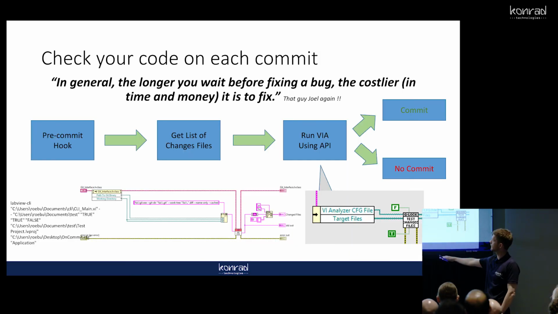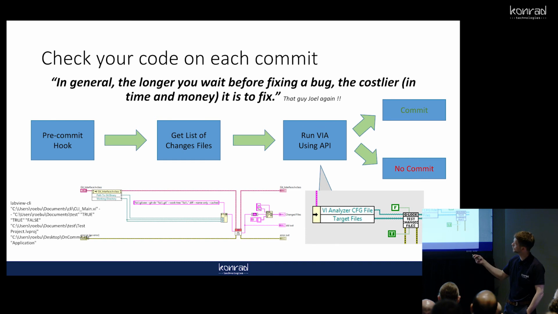So let's take that a step further. Let's think, well, we're all using source code control. Let's start checking the code before we commit it to the repository. That Joel guy again, he's got a passage in the book that says, in general, the longer you wait before fixing a bug, the costlier in time and money it is to fix. I'd go one further. A lot of people, once they've committed code that's got a fault in it, it stays committed, it stays faulty. Yeah. It's much quicker and easier to fix the fault when you find it. The sooner you find it, the better.